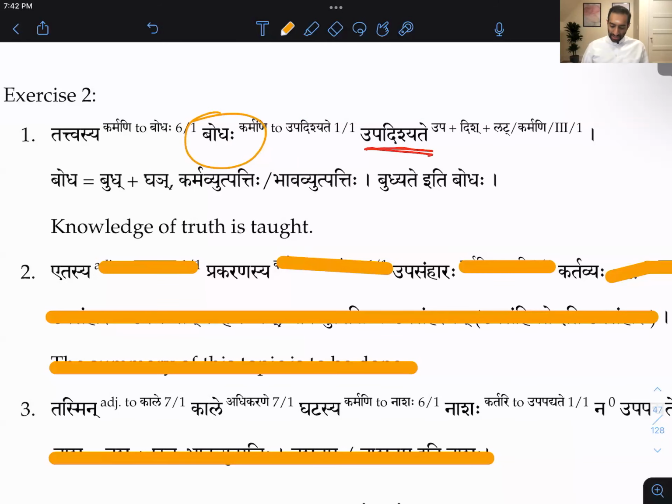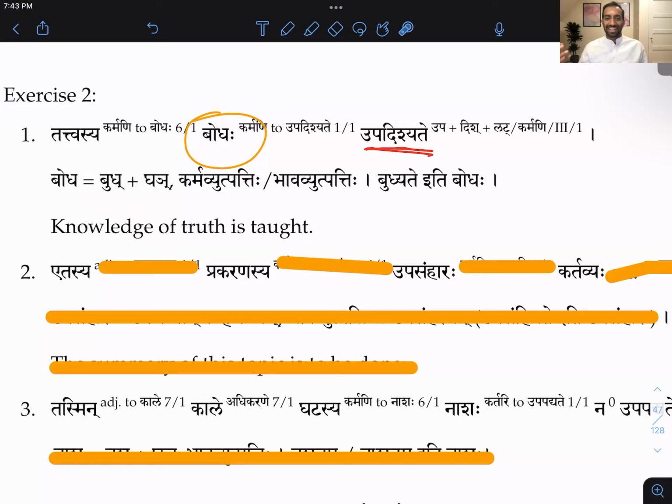This is, we see here, budh dhatu plus ghan. Budh becomes, the u becomes okara, because it's the penultimate letter, you get that guna. Budh becomes bodh. Bodh plus ghan becomes bodha. And karma vyutpattihi. Okay, karma vyutpattihi. Budh, by the way, means to know.